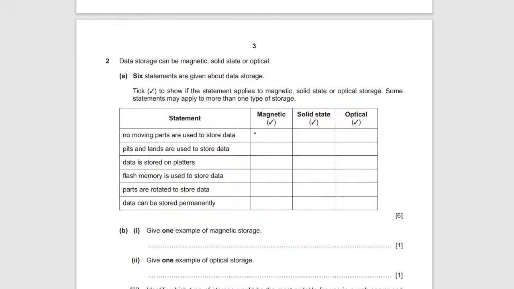So no moving parts are used to store data, that is solid state. Magnetic and optical do have moving parts. Optical are CDs, DVDs. Those ones move around, right? So it can't be optical.